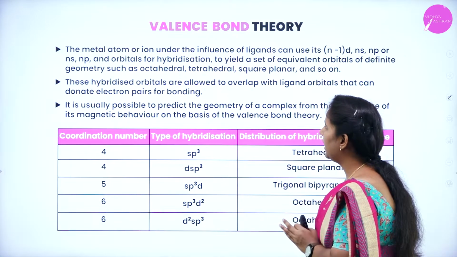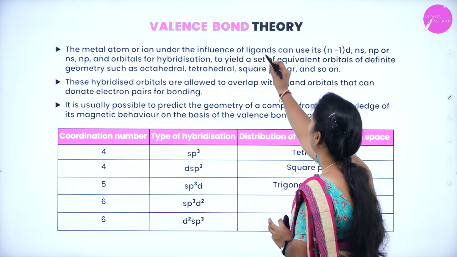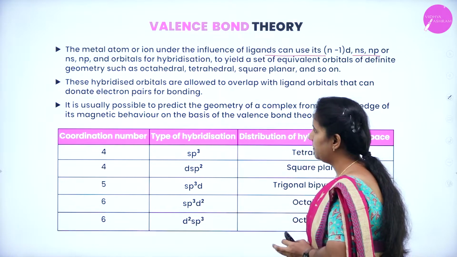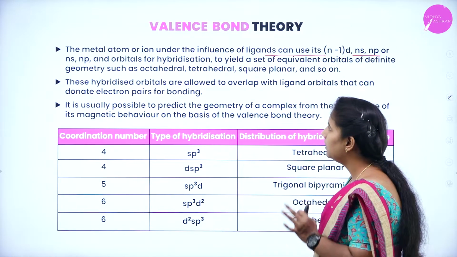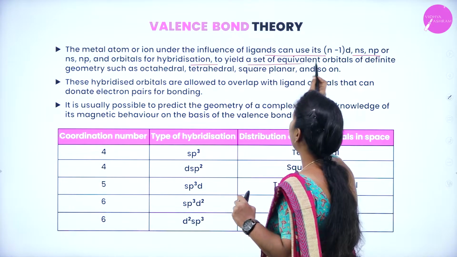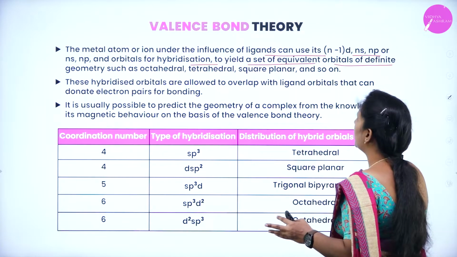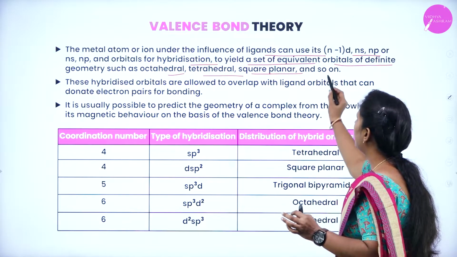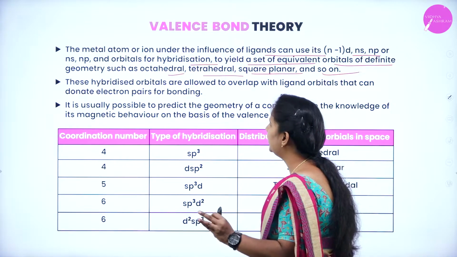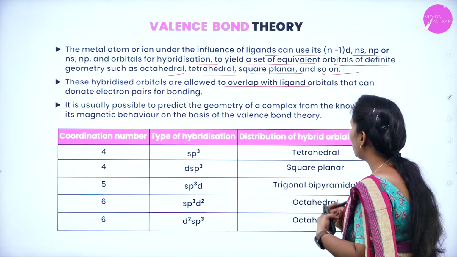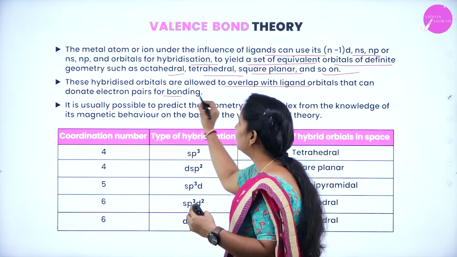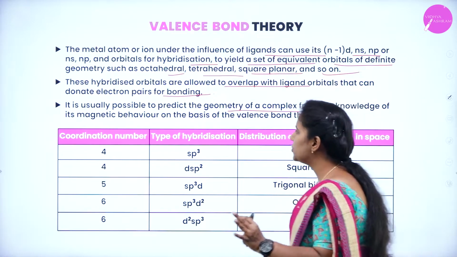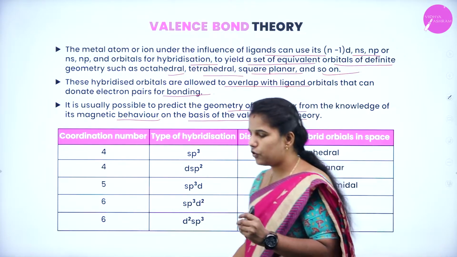The metal atom or ion under the influence of ligand can use its (n-1)d, ns, np or ns, np and nd orbitals for hybridization to yield a set of equivalent orbitals of definite geometries such as octahedral, tetrahedral, square planar and so on. These hybridized orbitals overlap with the ligand orbitals, which can donate the electron pair for bonding, and usually it is possible to predict the geometry of a complex from the knowledge of magnetic behavior on the basis of what? Valence bond theory.